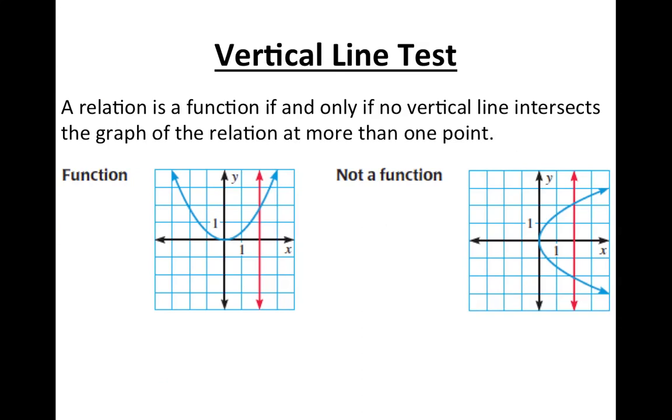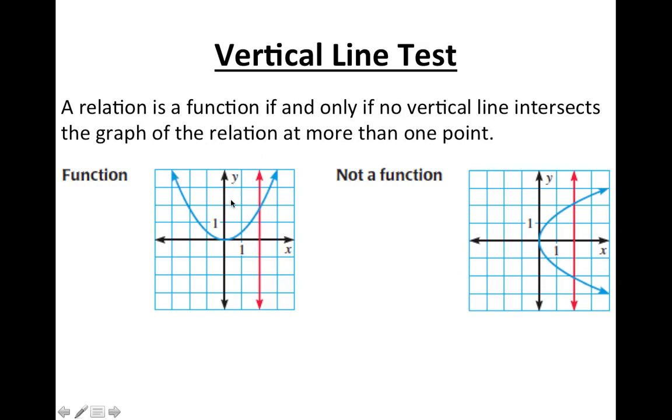We can also test to see if they are functions by doing a vertical line test. A relation is a function if and only if no vertical line intersects the graph of the relation at more than one point. So again, a vertical line is like this red line here. You can draw this vertical line through any part of our function, and the blue part is our function. It's in the shape of a U, which is a parabola, which we eventually learn.